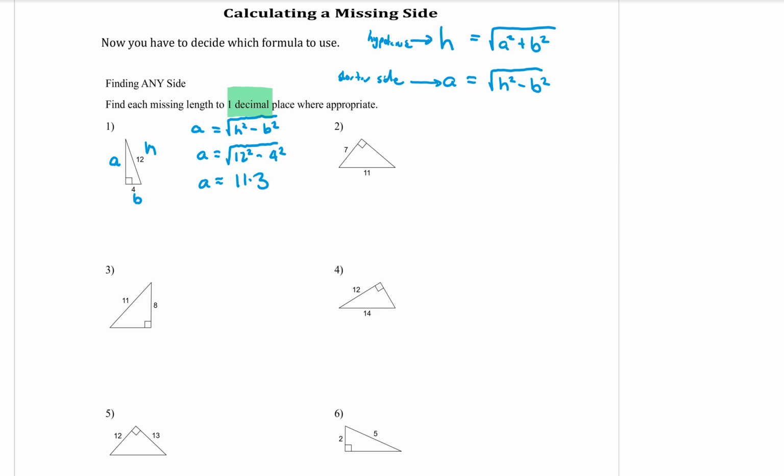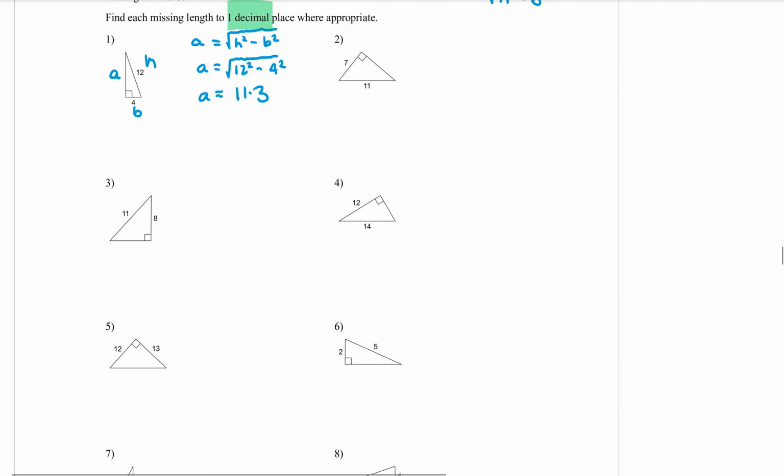Okay, let's try question 3. We have got the right angle here. Straight across from the right angle is the hypotenuse. That 11 is the hypotenuse. So again, I'm going to be finding the shorter side, so I'll call this one the A, making the B the 8. The formula will be the same one as question 1 to find the shorter side. Big square root sign H squared minus B squared.